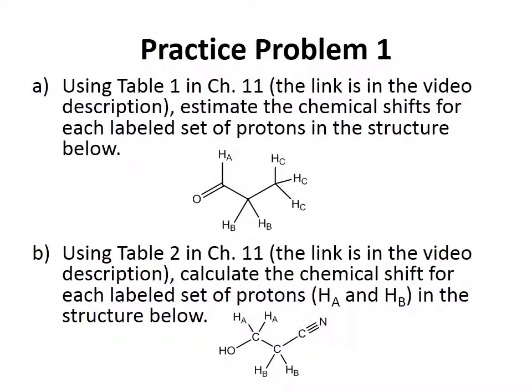Practice problem 1. Part A. Using Table 1 in Chapter 11, the link is in the video description, estimate the chemical shifts for each labeled set of protons in the structure below. In Part B, using Table 2 in Chapter 11, again, the link is in the video description, calculate the chemical shift for each labeled set of protons, HA and HB, in the structure below. At this point, you want to pause the video in order for you to work on the practice problem.